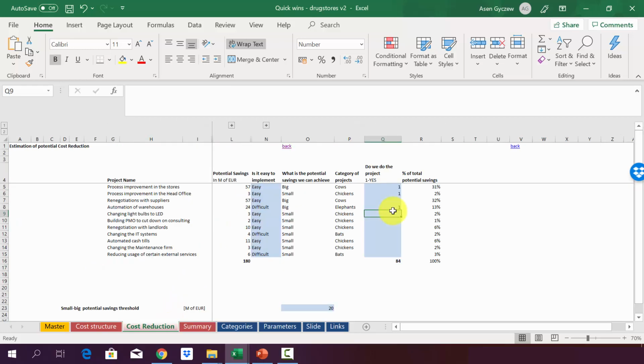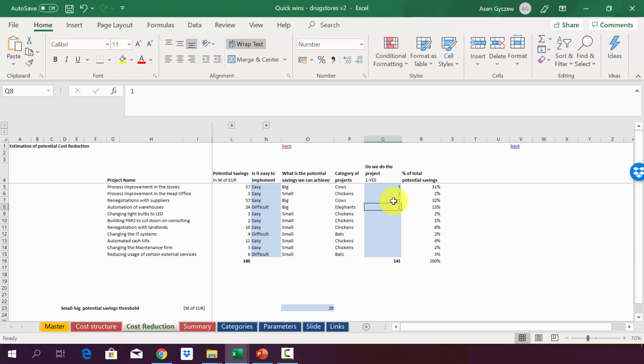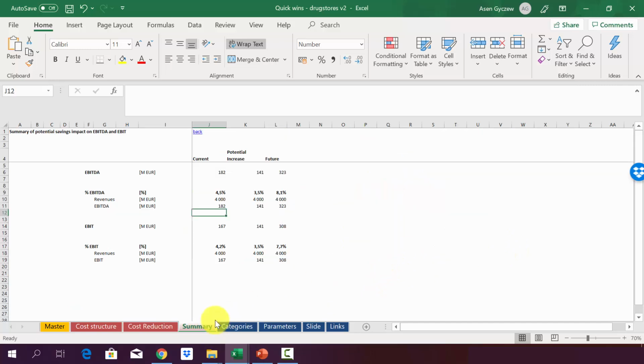Obviously, if I change here which projects I do, for example, I may decide also to do the project which is the renegotiation with suppliers, so I put 1 here as well. Then as you can see, our savings jumped from 84 to 141. And also the values here will change, so they will be adjusted automatically. So have a look at that.